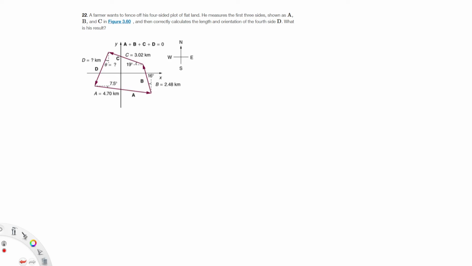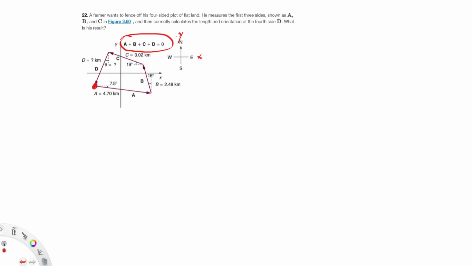Okay, so this is a chance to practice some vector addition. The idea here is if we start at, say, this corner here, and we take our journey along the A side, then along the B side, then along the C side, then along the D side, we end up back where we started. So that's what they mean by A plus B plus C plus D equals 0. In this problem, they were nice enough to draw a picture for us, and we're going to call east the positive x direction and north the positive y direction, which is implied by their picture.